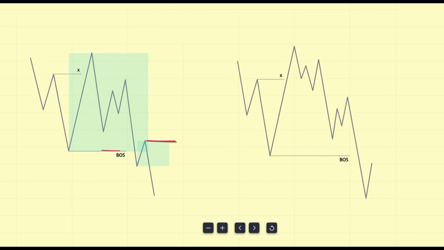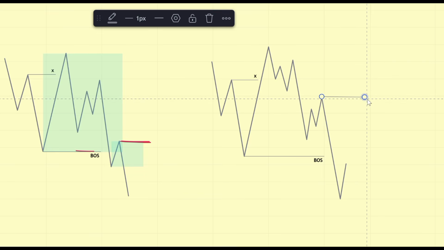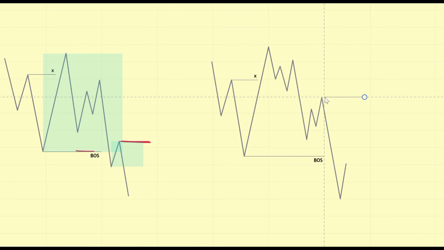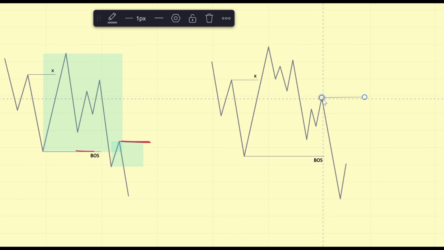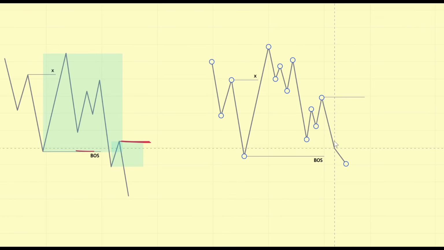All right, so in this other scenario, you can clearly see it's also a one leg, and in this case, yeah, this is the inducement. That's the inducement, because it is the recently formed valid pullback high, and the liquidity resting above there is what we call the inducement. Now let's say a scenario like this.